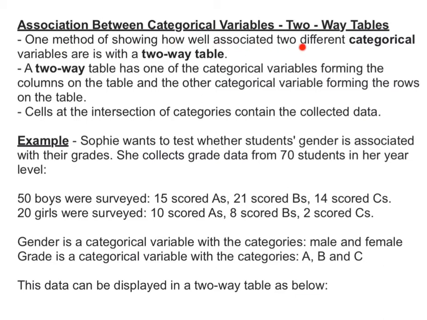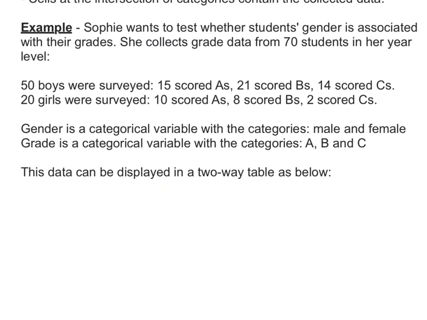So one method of showing how well associated two different categorical variables are is using a two-way table. A two-way table has one of the categorical variables forming columns on the table, and the other categorical variable forming the rows on the table. Cells at the intersection of categories contain collected data. So let's show that with an example.